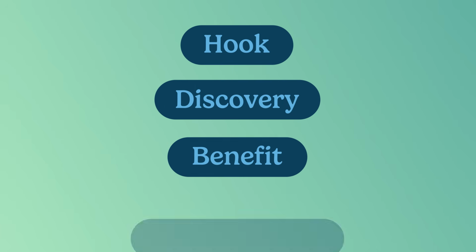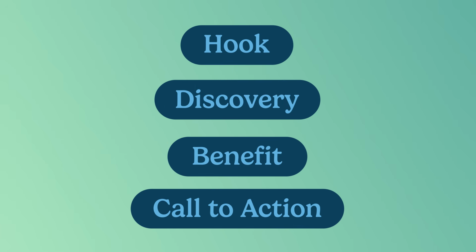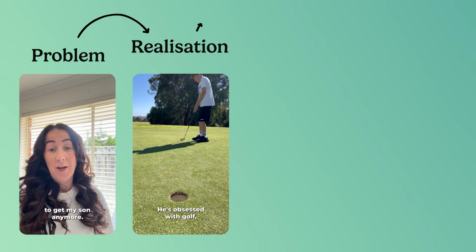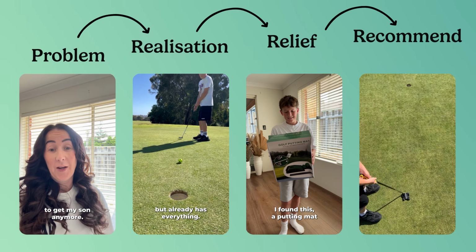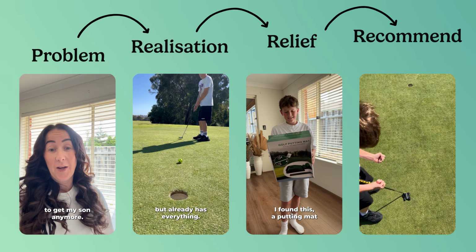You want to structure your script like this: the hook, discovery, benefit, and then a soft call to action. UGC works best when it feels like a person sharing their personal experience and not a brand selling a product. This structure follows a natural storytelling pattern that our brains trust. The problem followed by the realization, followed by the relief, and then a recommendation. This mirrors how we talk to our friends on a daily basis.